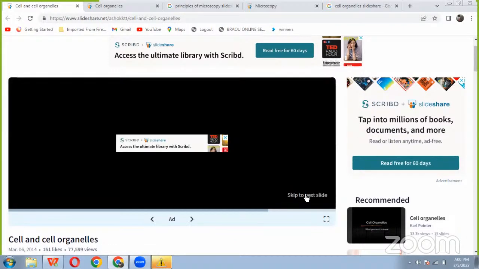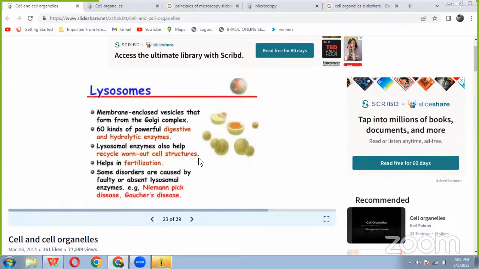Mitochondria. Next one, lysosome. Lysosomes are membrane vesicles. Next one is the ribosomes. The outer structure: mitochondria, chloroplast. Next one, endoplasmic reticulum. These are the double membrane organelles.